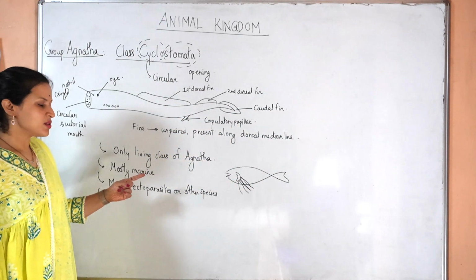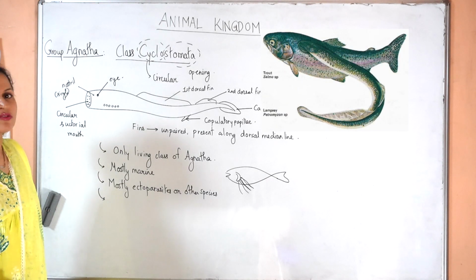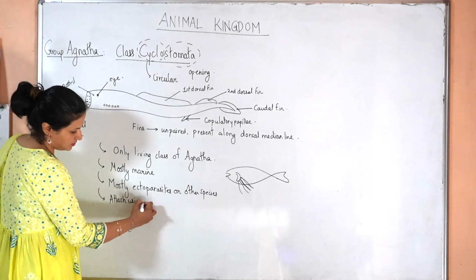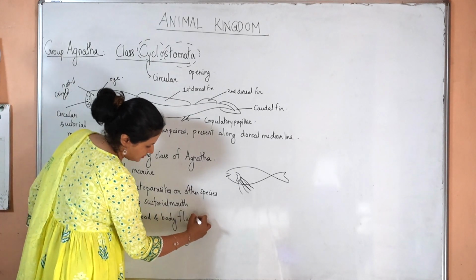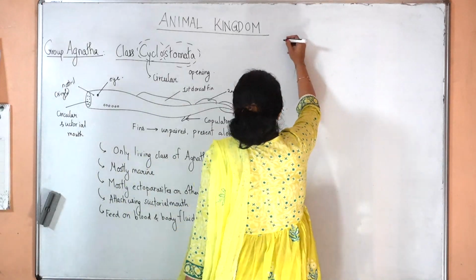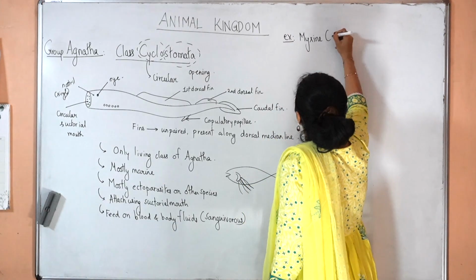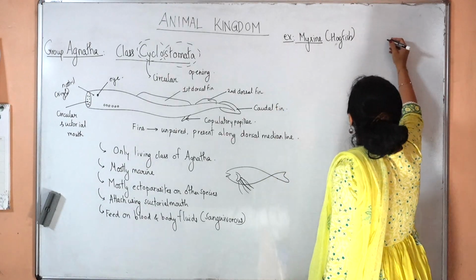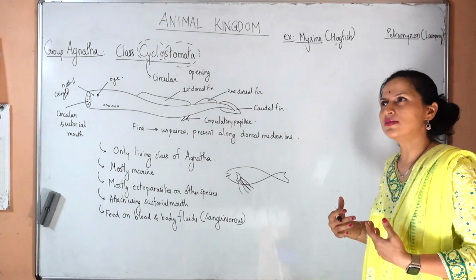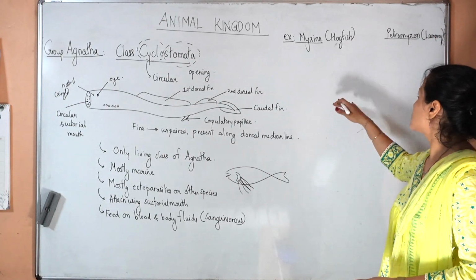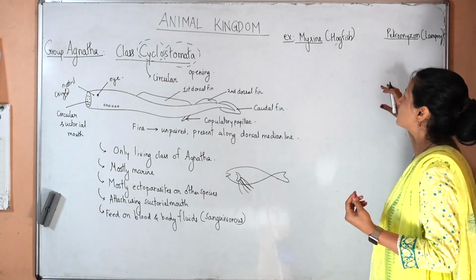They attach on other species using their suctorial mouths, and they feed on the blood and the fluids of the other species. Attach using suctorial mouth, they feed on blood and body fluids, and as such they are called sanguivorous. There are two important examples under class Cyclostomata. One is Myxine, also called the hagfish, and another is Petromyzon, also called Lamprey. Myxine can be called a more primitive species compared to Petromyzon because of some advances in evolution that we see in Petromyzon.